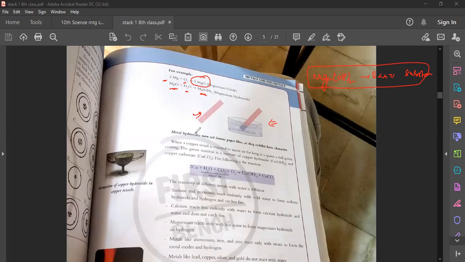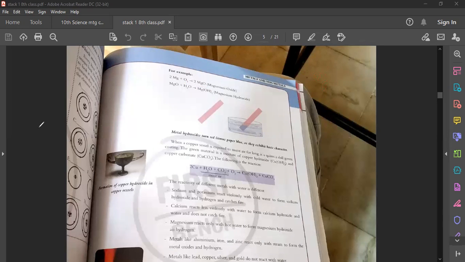You can see one experiment here, explained in this diagram. Whenever metal oxides are dissolved in water, they will convert litmus paper from red color to blue color. Okay. The next one.